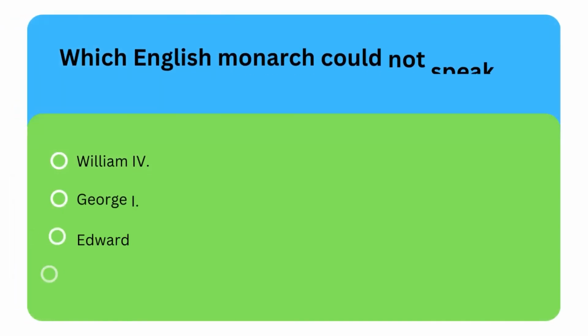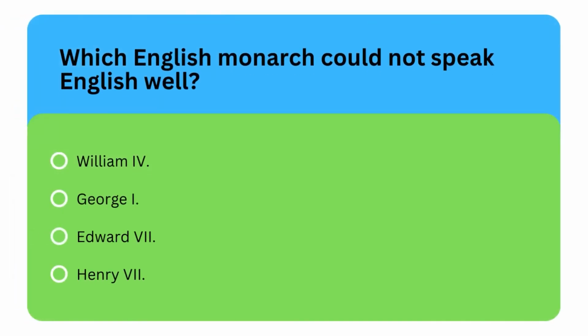Next question is which England monarch could not speak English well? Options are William IV, George I, Edward VII, or Henry VII. So the correct option is second option, it was George I.